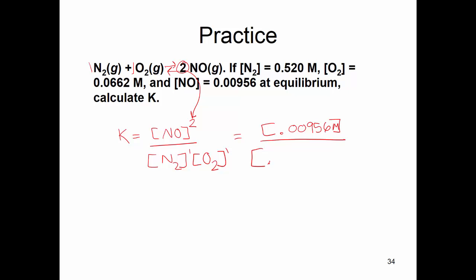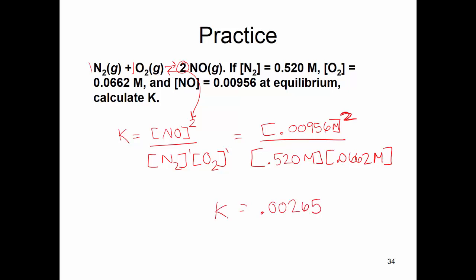N2 is 0.520, and O2, oxygen, is 0.0662. I almost forgot my 2 there. So this number squared, divided by 0.520 times 0.0662, gives us our answer.